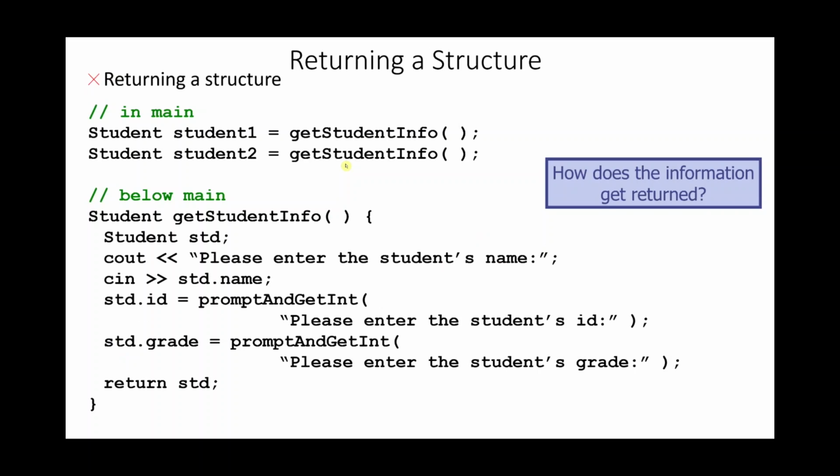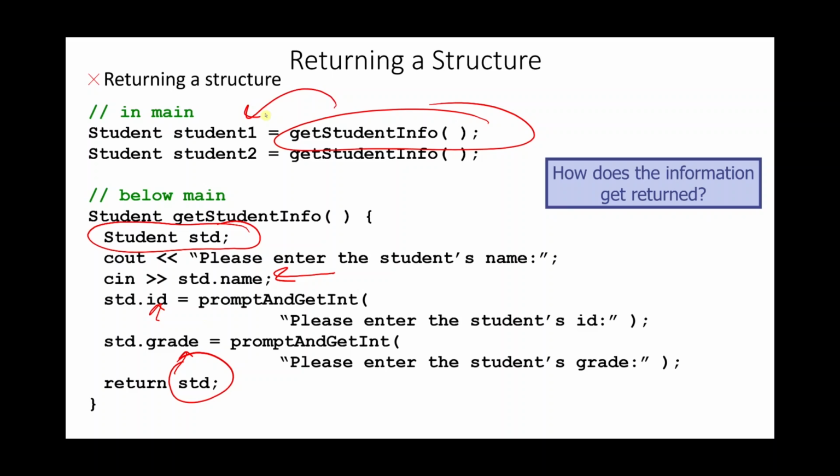So returning a structure, we can, if we have a function get student info and we define a student variable, then we store the name, ID, and grade, and then we return a student to be stored in here. So pretty much we did the same thing. We created a new student, then we returned the student and we copied that student information into the new student structure. That takes a lot of time and takes a lot of space, and we don't want that.